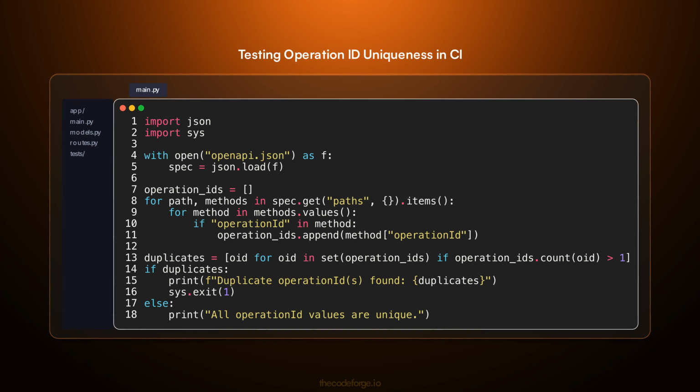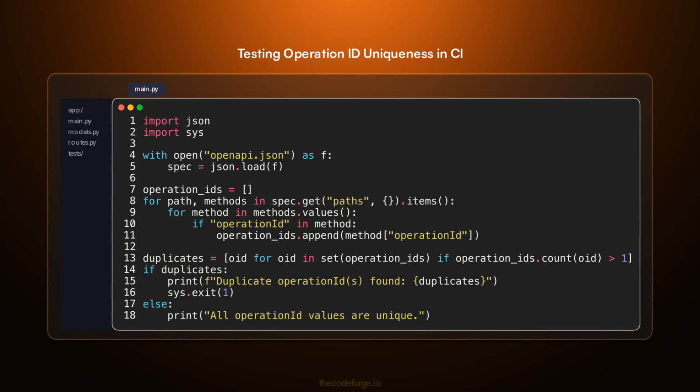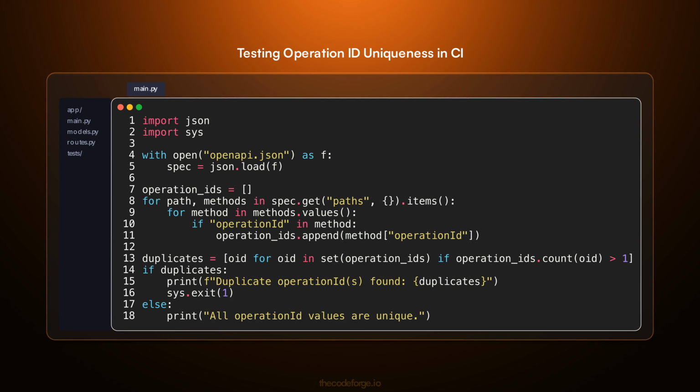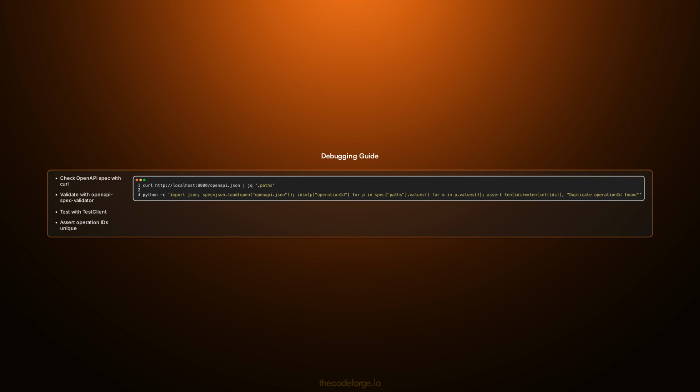The article warns about duplicate operation IDs, but doesn't show a concrete CI check. Here's a script that validates uniqueness and fails the build if duplicates are found. Integrate this into your CI pipeline to catch regressions early. Use curl to inspect the raw OpenAPI spec. Validate with OpenAPI Spec Validator and add CI checks to catch regressions. The code snippet shows how to check for duplicate operation IDs.